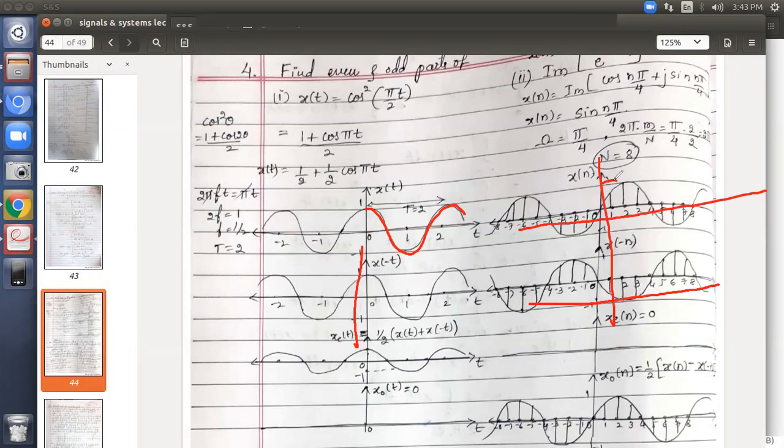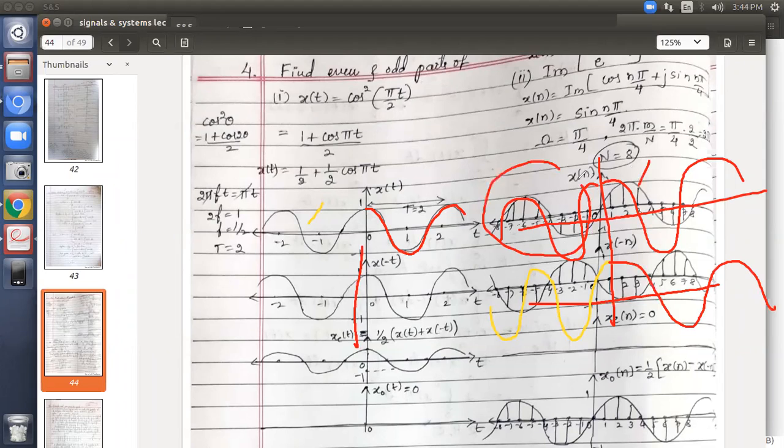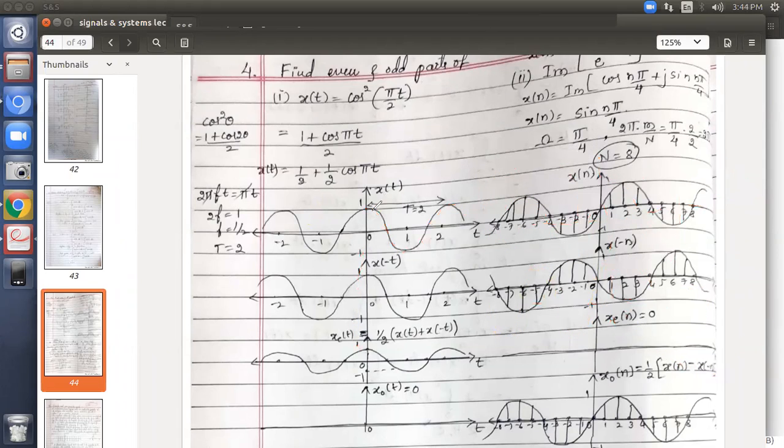If you have a signal like this, its mirror image will be like this, right? And suppose you have a signal like this on the left hand side, this part I am taking now, its mirror image will be this, right? This one's mirror image is this, and this one's mirror image is this. When you add these two, what will be the signal? Just your amplitudes will add up.